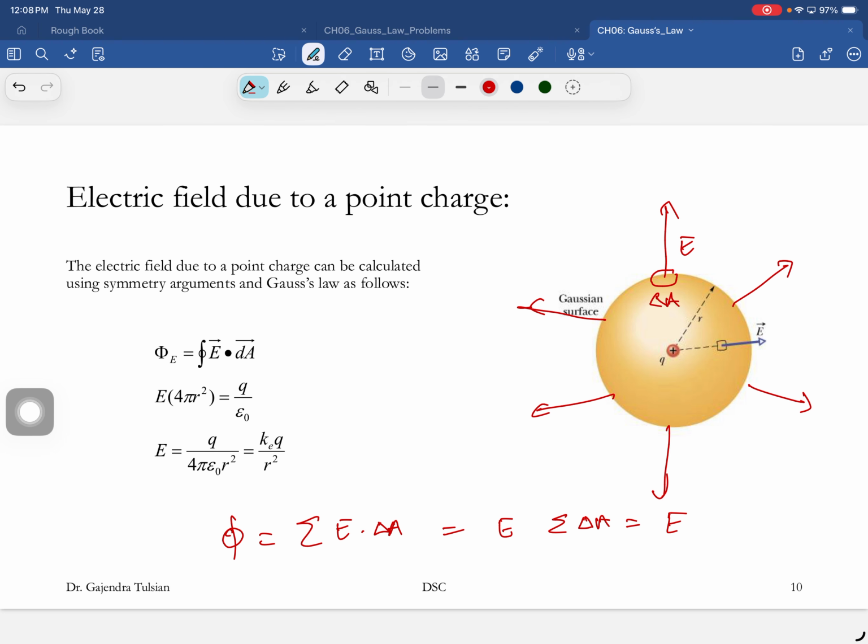The charge is the surface charge density times the area, divided by epsilon naught. So 2EA equals sigma times area over epsilon naught. We really never do this integral except in the case of a very symmetric case.